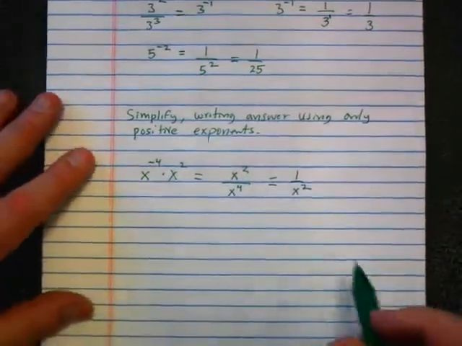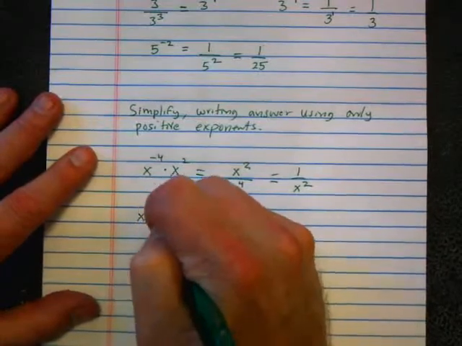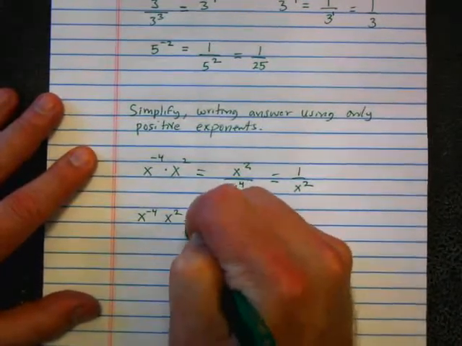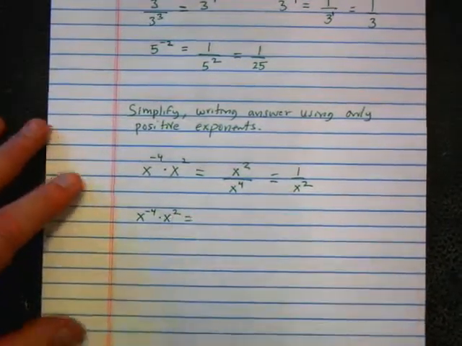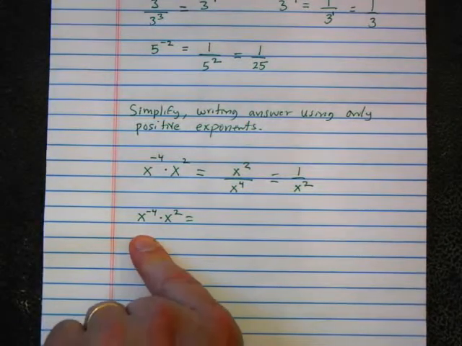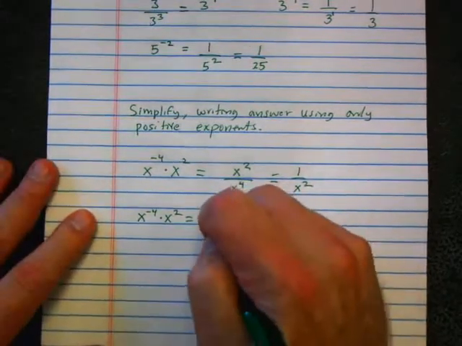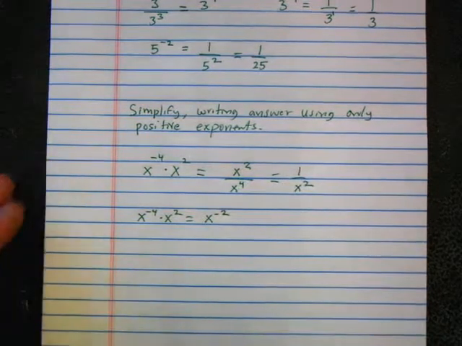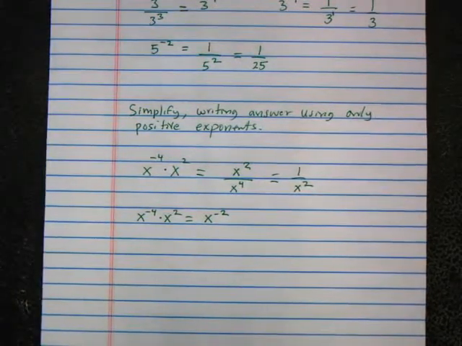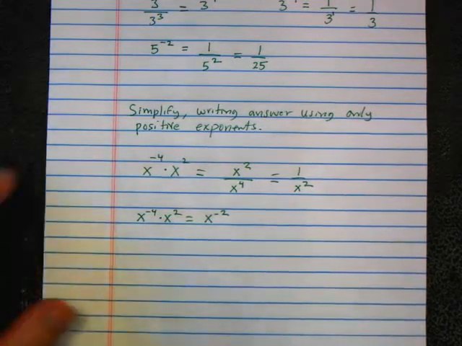Perfectly correct answer. The way I would have done it is I would have said, I'm multiplying two things together, I add my exponents. So that gives me x to the negative 2, and then the negative drops it to the bottom.